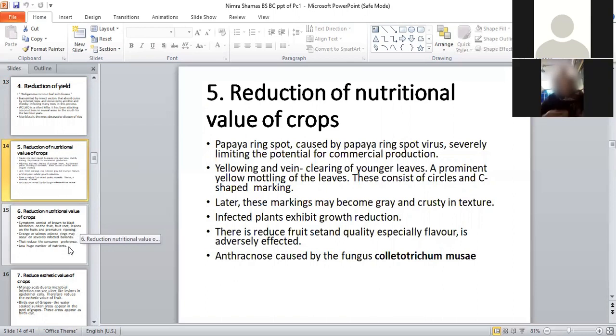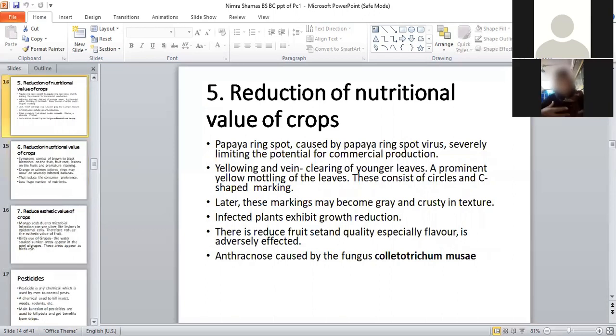Reduction of, this is the most important point, reduction of the nutritional value of our crops. You know that nutritional value is most important for our health, like the carbohydrate, like the lipid, like the protein, like the many other things which are important for our life. So these have important benefit in our life. Nutritional value, we can get benefit from crops for these nutritional values.